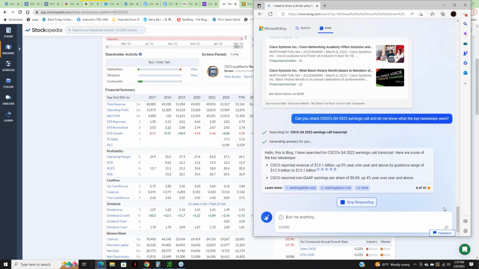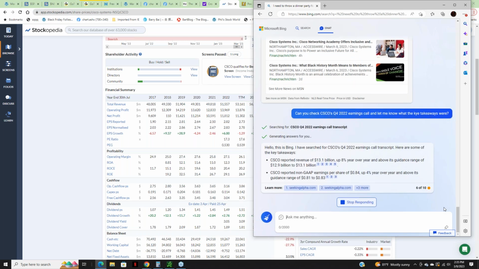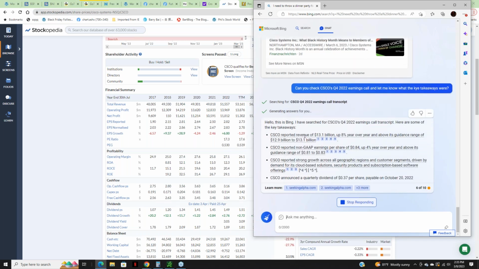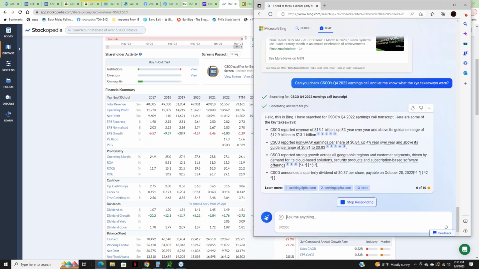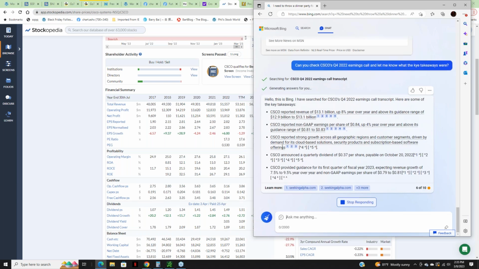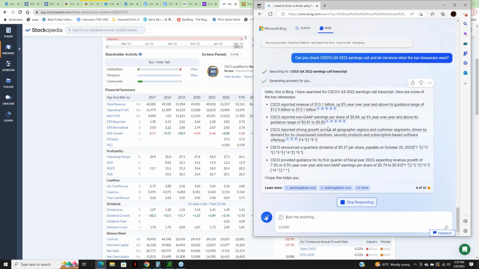Now, again, you don't know which is true or which isn't true, but at least we have some idea. 13 billion, up 8%. Guidance was then the top end of their guidance. Cisco reported non-GAAP earnings of 84, up 4% from last year, above its range again. Cisco reported strong growth across all geographic regions, driven by demand. Cisco announced quarterly dividend, which is normal. Cisco provided guidance for its first quarter, 2023, expecting growth 7.5 to 9.5%.